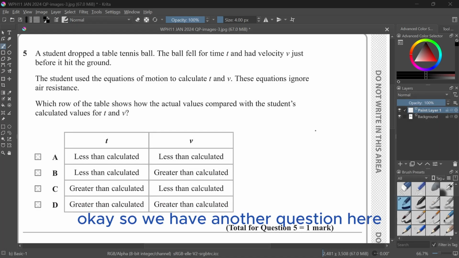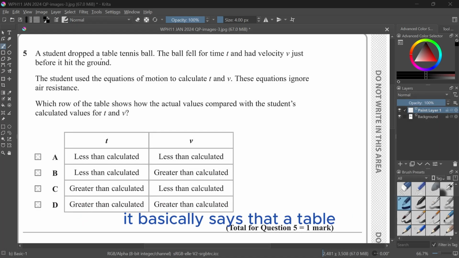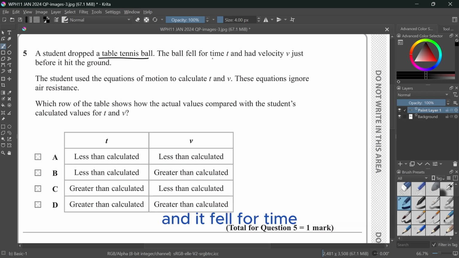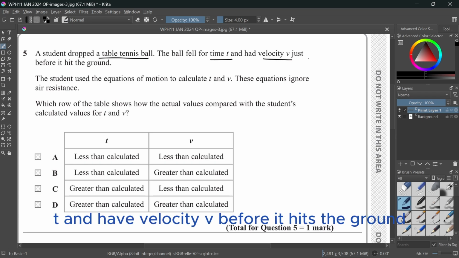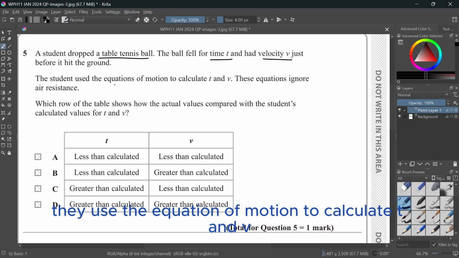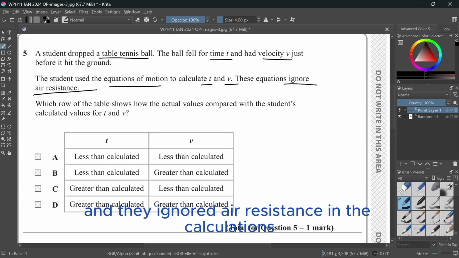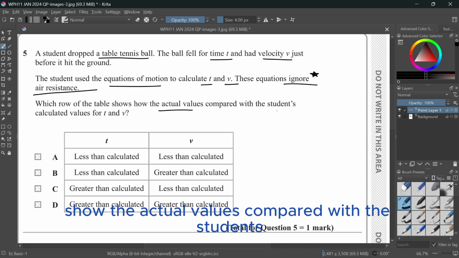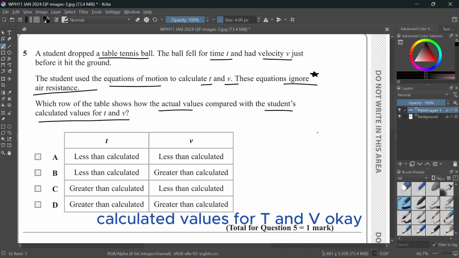Okay, so we have another question here. It basically says that a table tennis ball was thrown by a student and it fell for time t and had velocity v before it hits the ground. They used the equation of motion to calculate t and v, and they ignored air resistance in their calculations, right? So which row of the table shows the actual values compared with the students' calculated values for t and v?